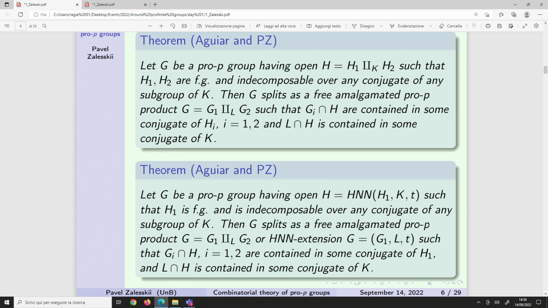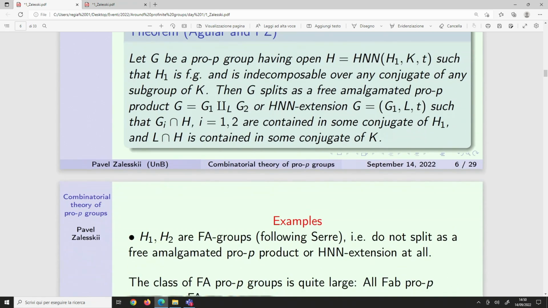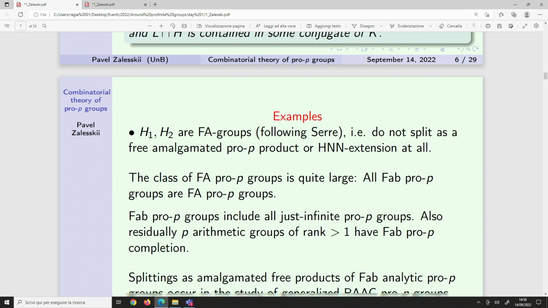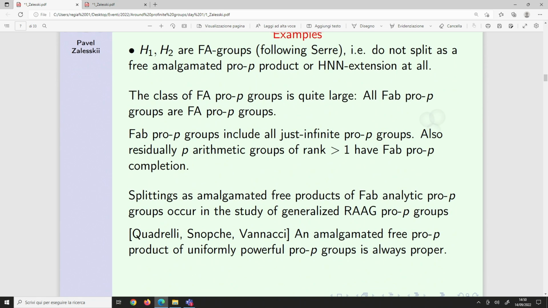Now I want to say a little bit about this indecomposability condition. How restricted is it? It is not very restrictive. We have many groups that satisfy this condition, and especially groups that are actually favorable in this audience.